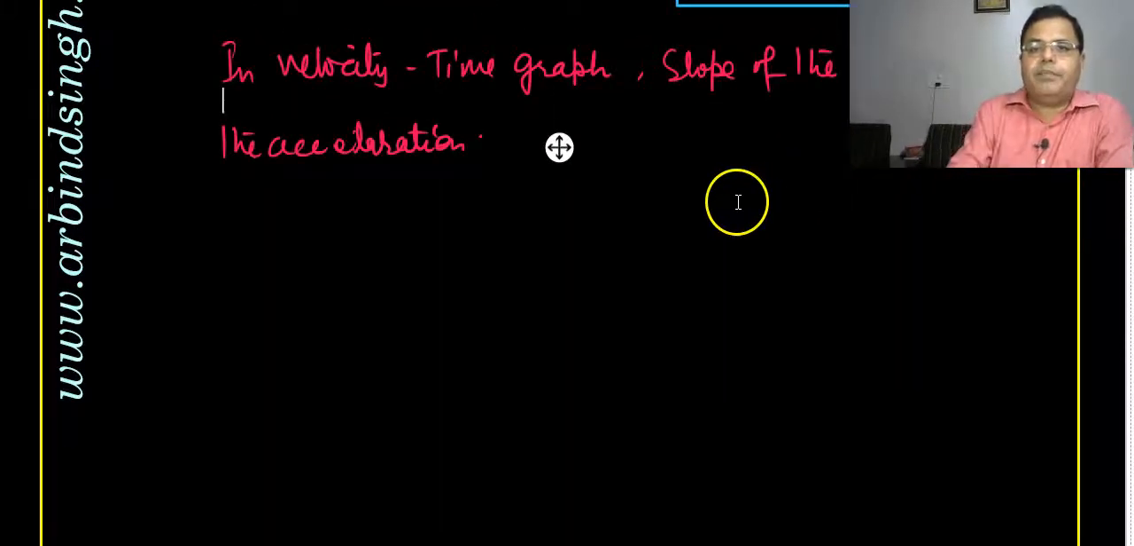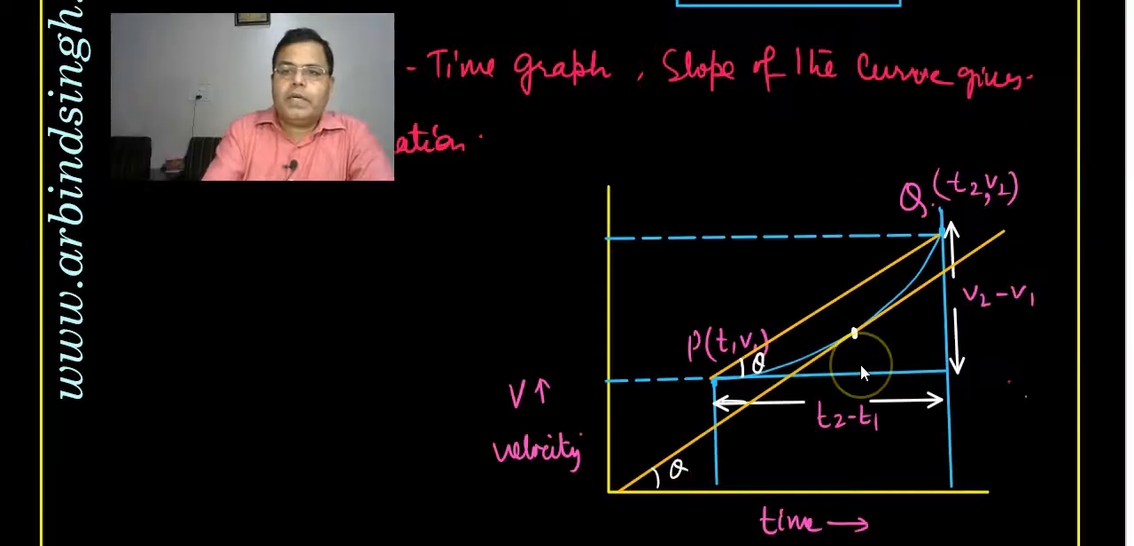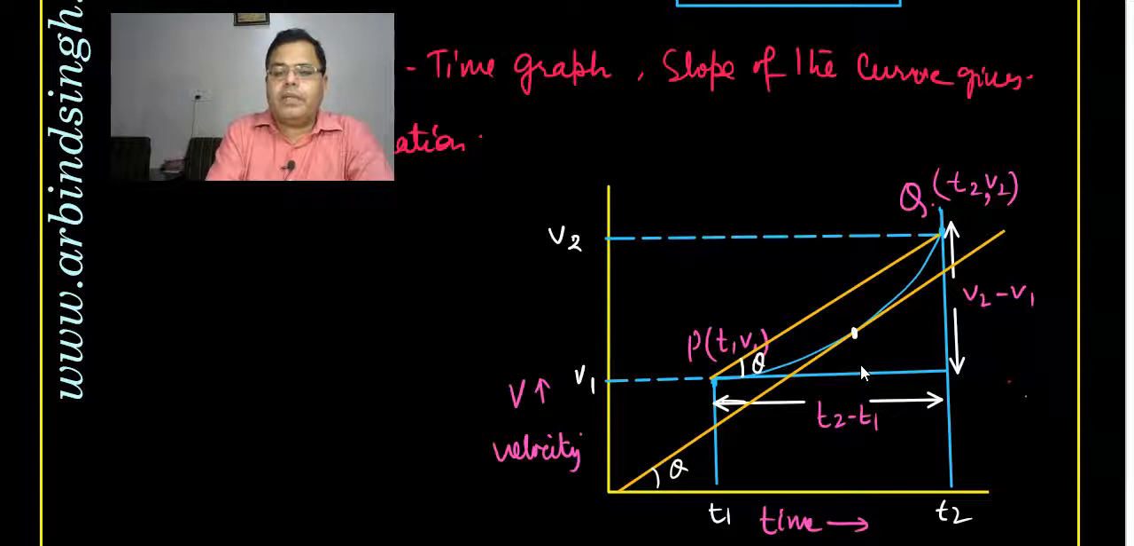See, here I am plotting the graph. Let us consider velocity v1 at t1, this is the time axis, and velocity v2 at t2. This is velocity v2, this is velocity v1, this is time t1, and this is time t2. The difference of time is t2 minus t1, and the difference of velocity is v2 minus v1. If this is theta, that will also be theta, because these are corresponding angles, and corresponding angles are the same.